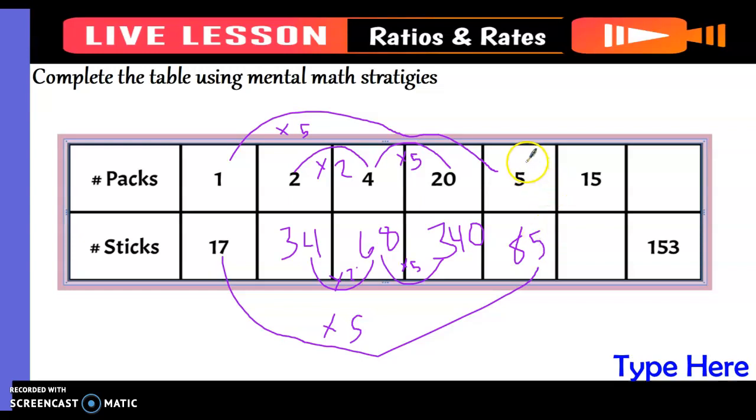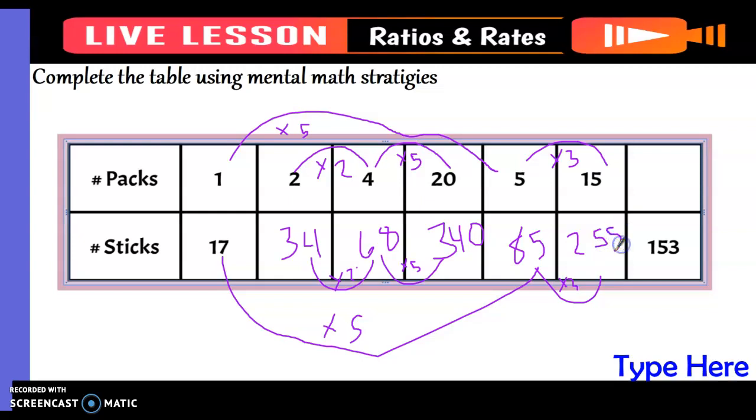And now if I look at 15 packs, I know that 5 times 3 is 15. So how many sticks will come in 15 packs? Pause the video and see if you can figure the answer out. Well, since I multiply 5 times 3, I'm going to also multiply 85 times 3. And that gives me 255.